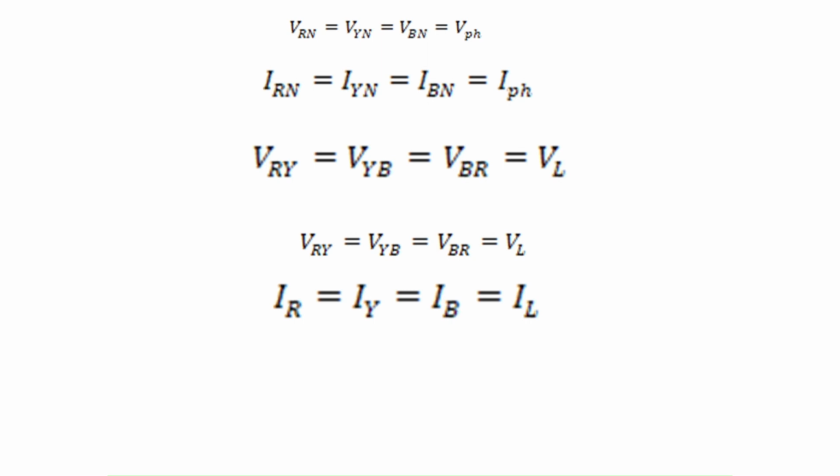Similarly, the line voltages are called Vry, the voltage between two phases. Vry equals Vyb equals Vbr equals VL. And the line currents are Ir, Iy and Ib, magnitude wise IL, where Ir equals Iy equals Ib. And by observation itself, the current flowing in the phase winding Irn is equal to Ir. At the same time, Irn equals Ir, Iyn equals Iy and Ibn equals Ib.